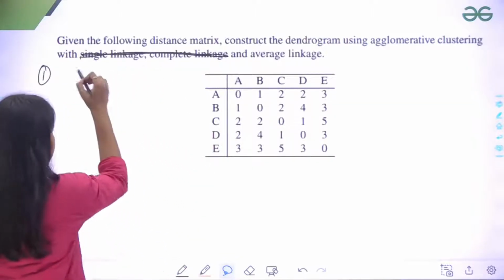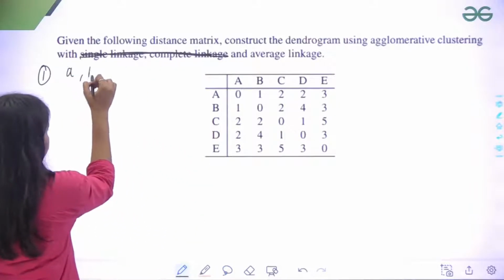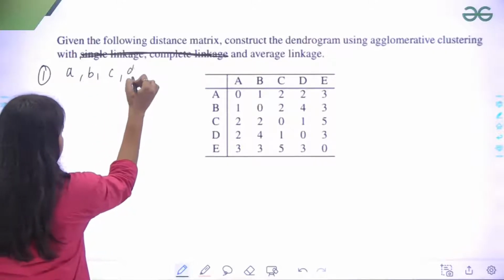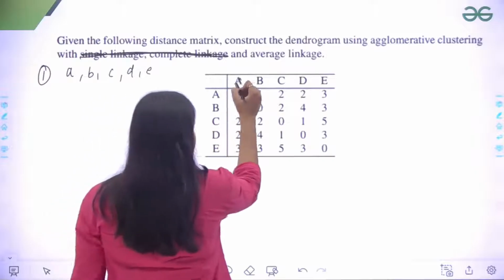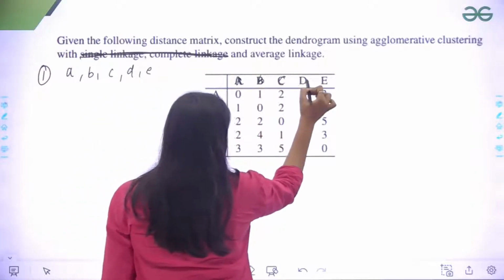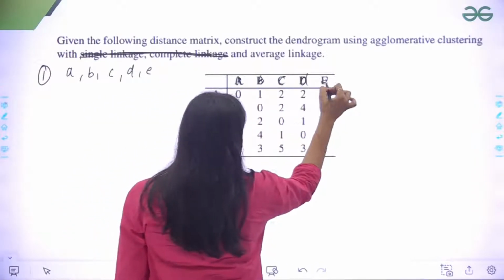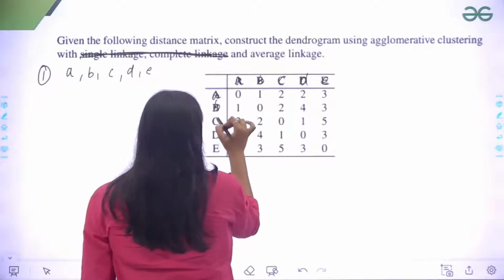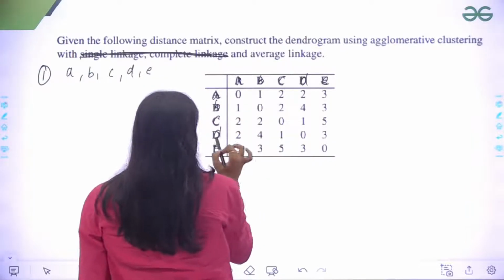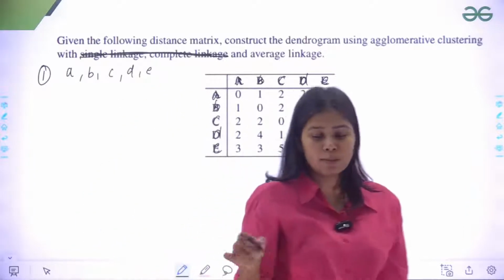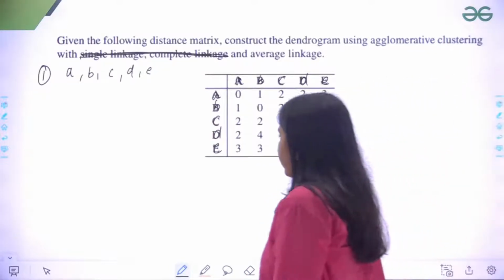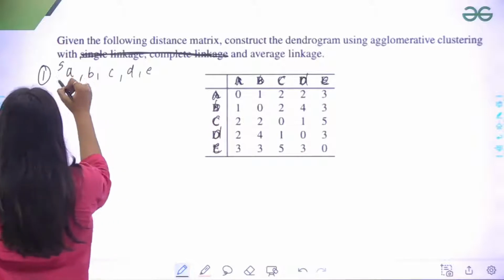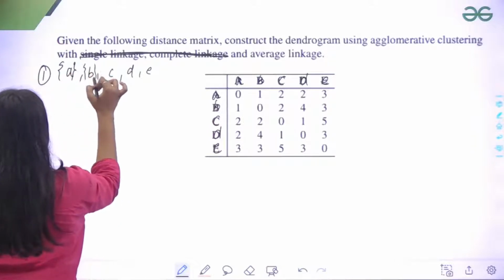I'm writing the points as small letters a, b, c, d, e, because small letters help me remember that these are the data points. So that's why I have written it: a, b, c, d, e. That means I have 5 clusters.